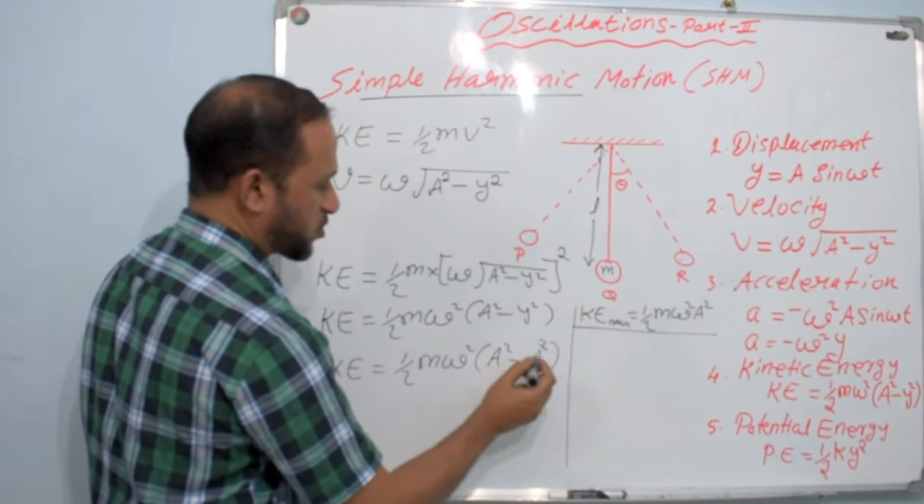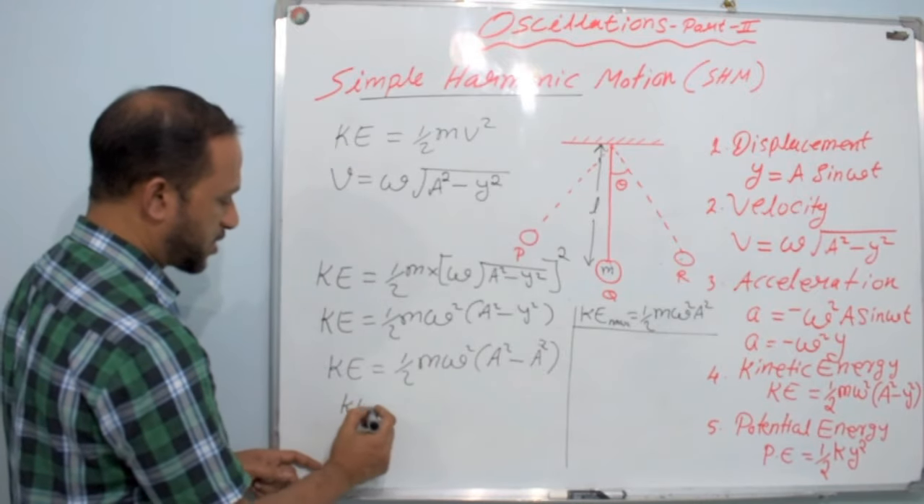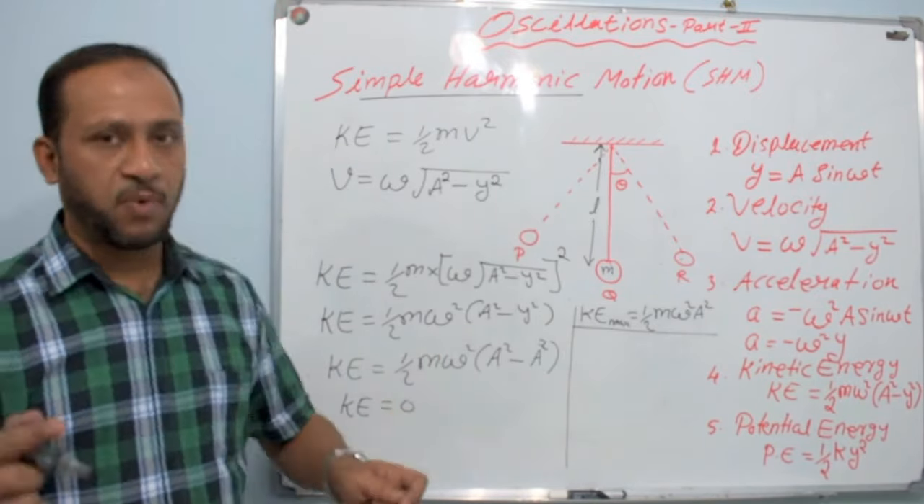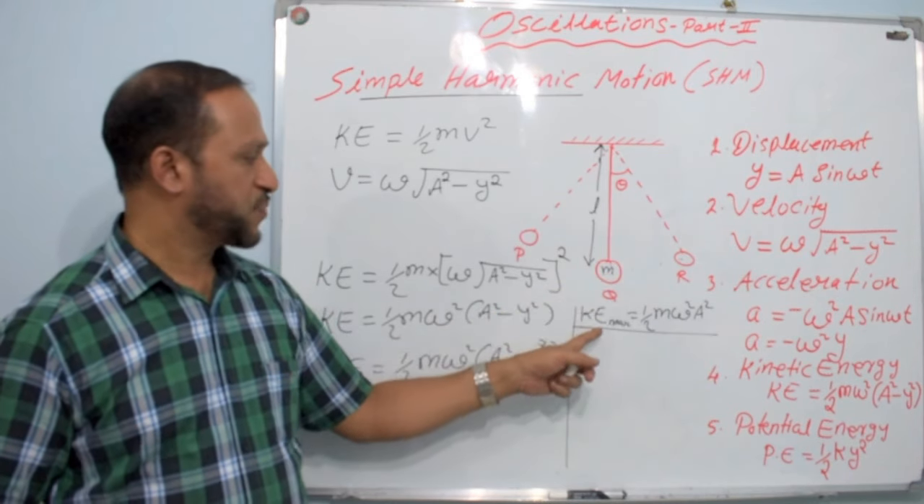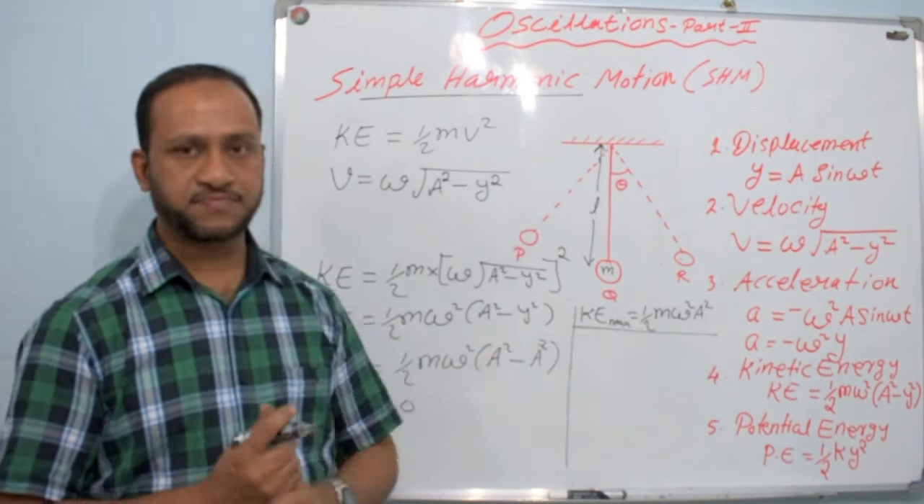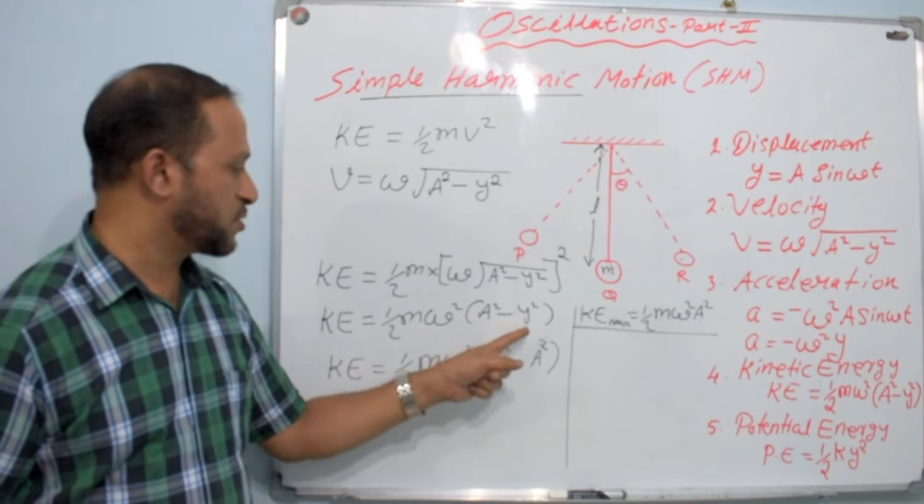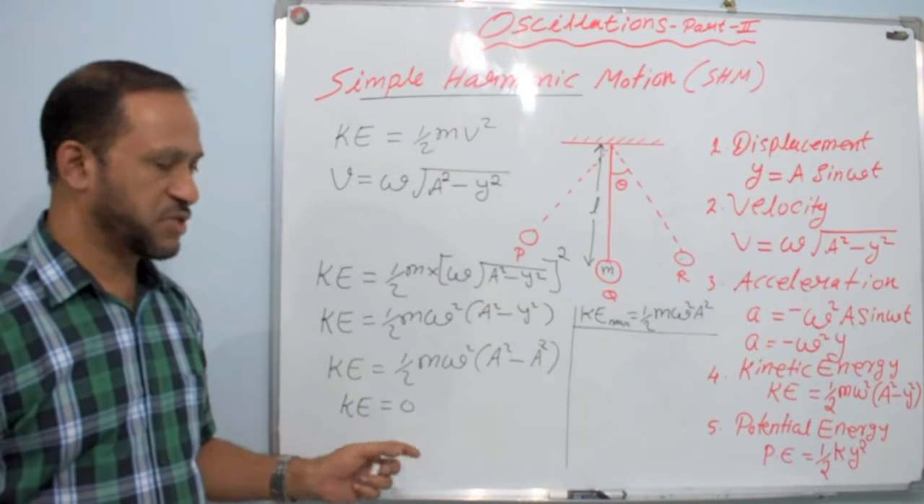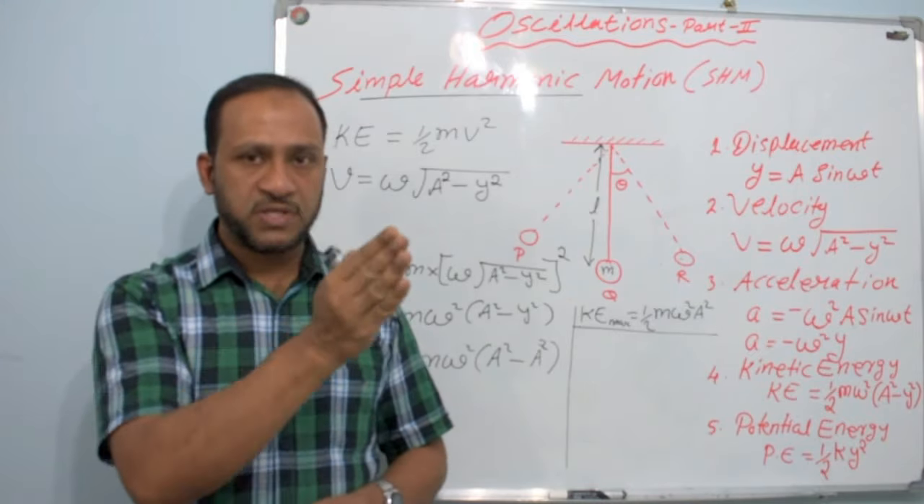So a square minus a square equal to 0 means kinetic energy is equal to 0. Means when a bob is oscillating, when a pendulum is oscillating, its kinetic energy is maximum at the equilibrium point, mean position, that is equal to half m omega square a square. And at the extreme point, kinetic energy becomes 0, because at the extreme point, y equal to a, displacement equal to amplitude. When displacement y becomes amplitude, maximum displacement, a square minus a square equal to 0, so kinetic energy is 0.